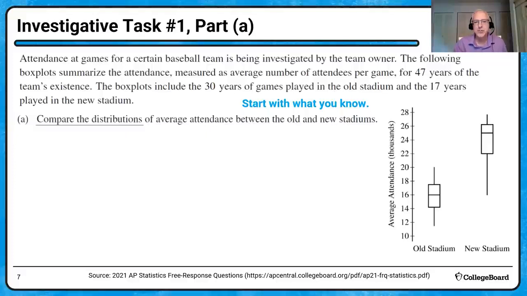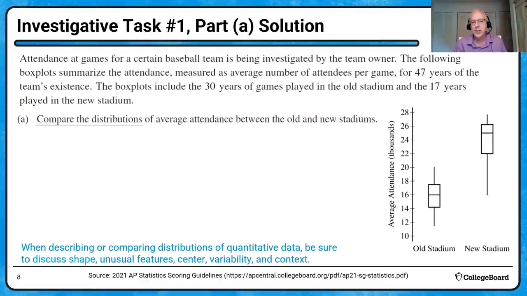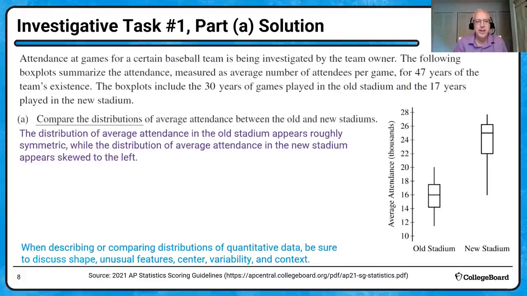When you compare distributions of quantitative data, there are 5 elements that you should include in your response. And you know what they are: shape, unusual features, center, variability, and of course, context. We'll start with shape. The distribution of average attendance in the old stadium appears roughly symmetric, while the distribution of average attendance in the new stadium appears skewed to the left.